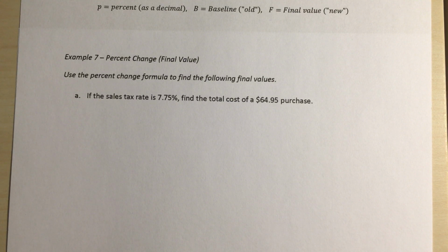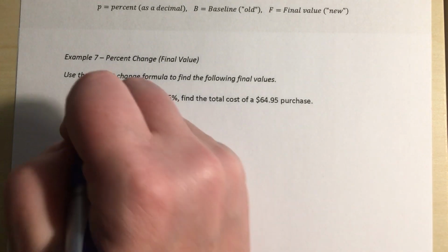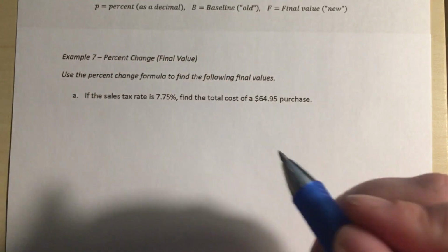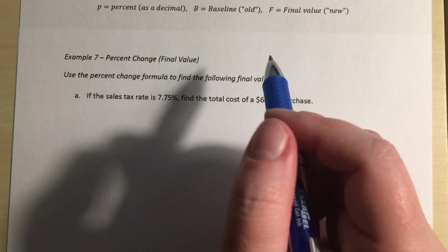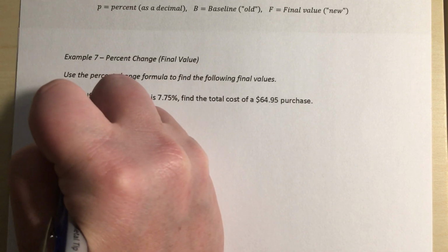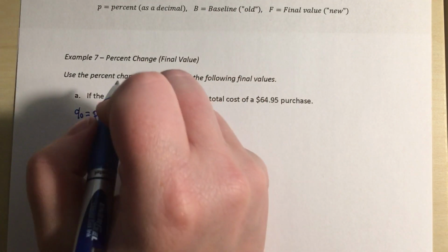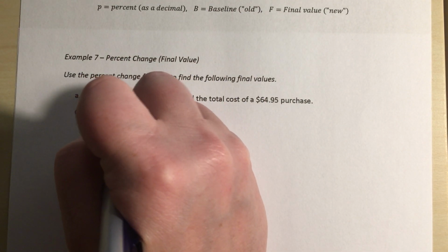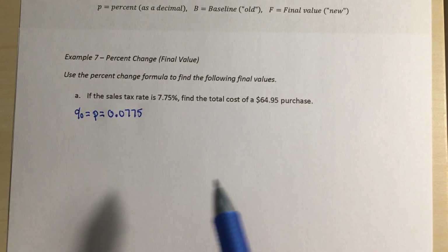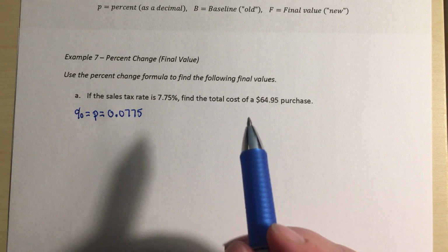So we're told to use the percent change formula to find the following final values. If the sales tax rate is 7.75%, find the total cost of a $64.95 purchase. We're going to start with our percent. In this case, we're not going to use a percent symbol because we're thinking about the last few formulas. We're using the letter P, which is going to be 0.0775. Again, we want to shift it 2 places to the left, which means we have to add that extra 0 in there.